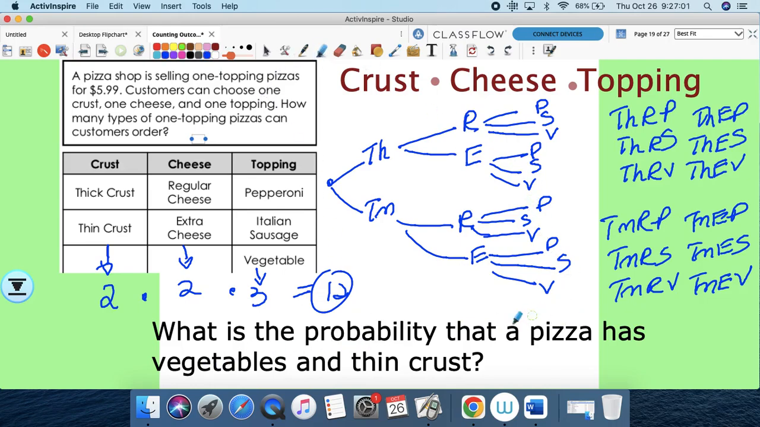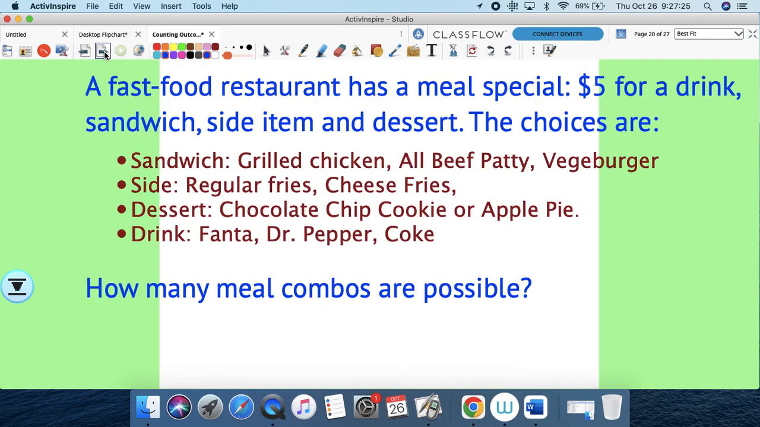So now the question is, what's the probability that a pizza has vegetables and thin crust? So vegetables and thin crust is this one. Vegetables and thin crust is this one. There's vegetable and thin crust. Is there any more vegetables and thin crust? Thin crust and vegetable? No. So the probability is 2 out of 12 or 1 out of 6. Okay.